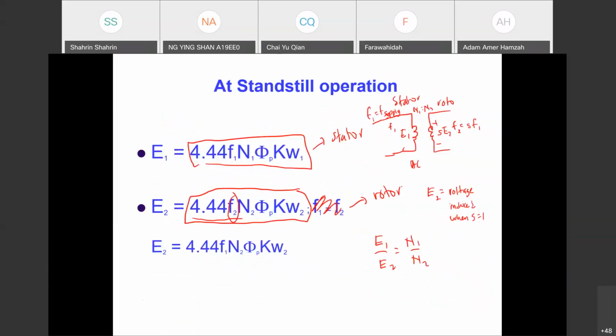The only thing that will actually vary is the rotor, because the rotor voltage induced, the frequency, the current, and so on depend on the slip. So if your slip is very small, the voltage induced is very small, the current will also be very small, and so on.